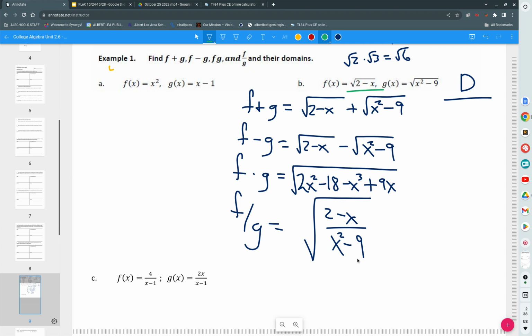Of f. All right, so 2 minus x, greater than or equal to 0. Subtract 2, or just add x. 2 is greater than or equal to x. So at least. Oh, yeah.